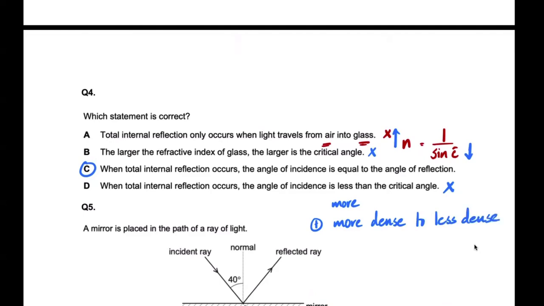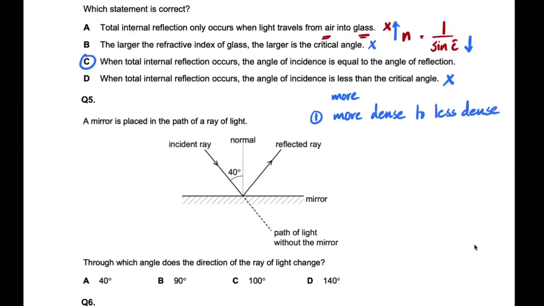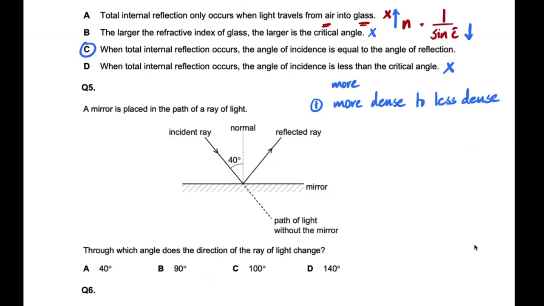Next question. A mirror is placed in the path of a ray of light. This is the incident ray, this is the normal, this is the reflected ray. Through which angle does the direction of the ray of light change? Now what this means is, and that's why this line is drawn on the question, you are told the path of light without the mirror. So if there was no reflection, this is how it would have gone. But it's going like this.